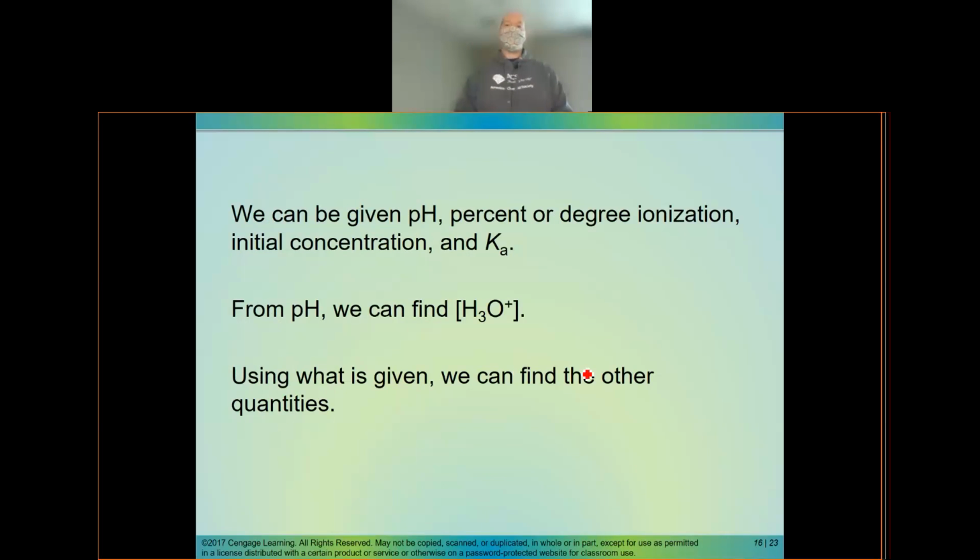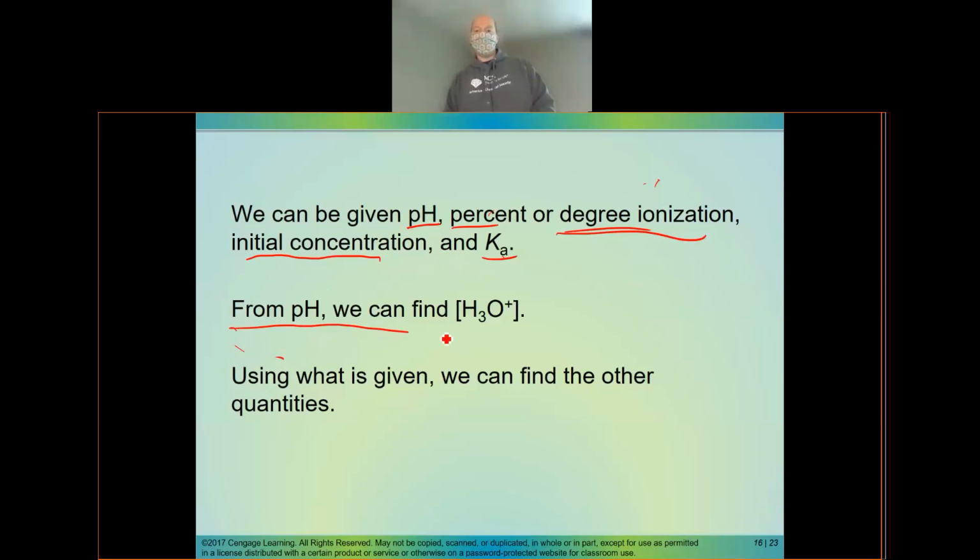All right, so you can be given a pH and a percent or degree of ionization. If you're given the pH and the percent or degree of ionization, then you can solve for all the others. So these are the things that can be given to you: the pH, percent or degree of ionization, initial concentration, Ka. There's always going to be something there that they're not going to give you that you're going to have to calculate.